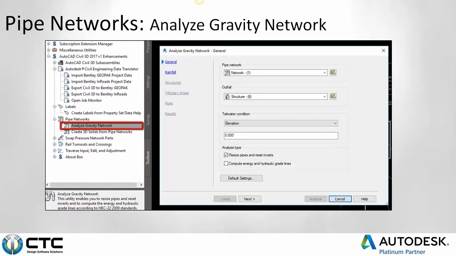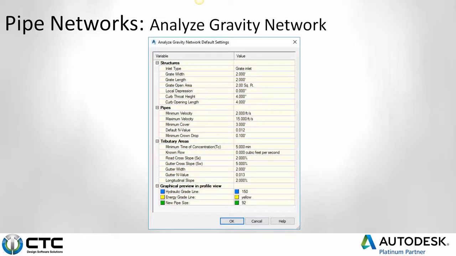First thing is, on the general, pick the pipe network, outfall source, where is the end of my water going? You've got tailwater conditions, elevation 0. We're going to look at Analyze Type, Resize Pipe, and Reset Inverts. Compute energy and hydraulic grade lines. If we hit default settings down at the bottom, this will pop up, and we have the ability to look at the default structures. So inlet type, grate width, length, open area, depression, curb throat height, curb opening length. More information about the pipes. So min, max velocity, minimum cover, default end value.